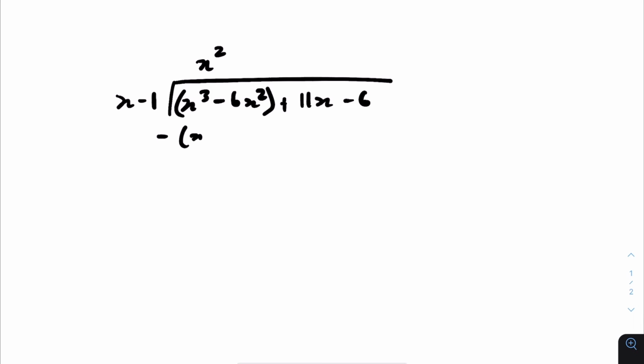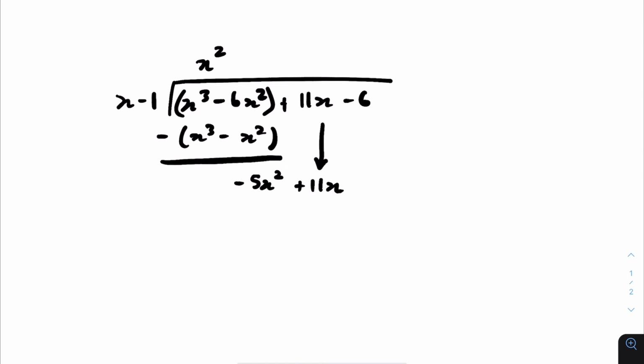So we're going to subtract it from x cubed minus 6x squared. The x cubed cancel out, as we expected. But we have negative 6x squared plus x squared, which just gives us negative 5x squared. And we drag the 11x down here. So how many times does x minus 1 go into negative 5x squared plus 11x? Well, it goes in negative 5x times.